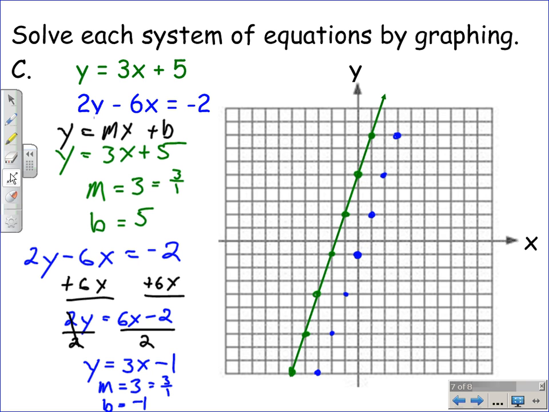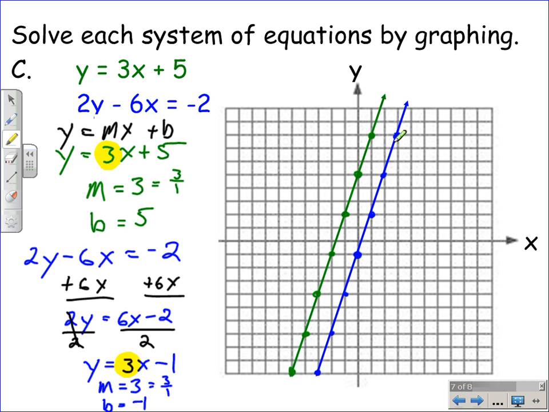And hopefully you notice that these two lines end up being parallel. They're never going to touch. And as we learned back in Unit 6, if two lines are parallel, they're going to have the same slope. And we can see that since I solved each equation for y and identified the slope, they have the same slope, but different y-intercepts, which by definition makes the lines parallel.